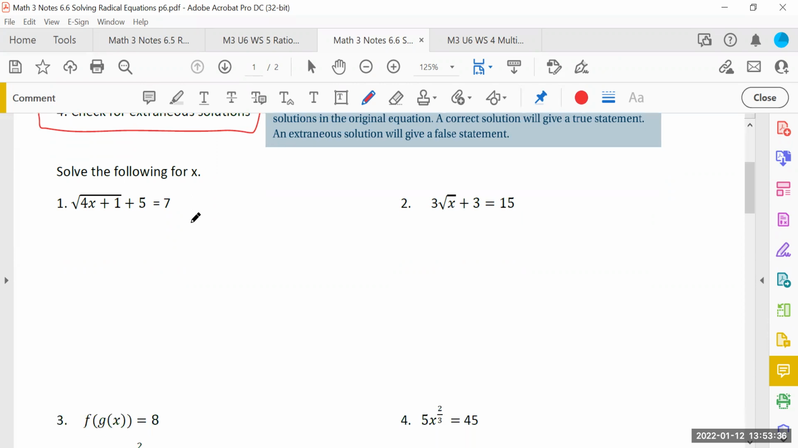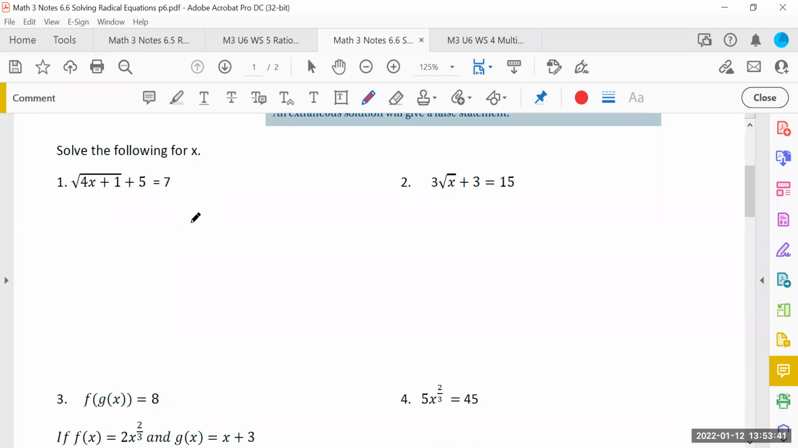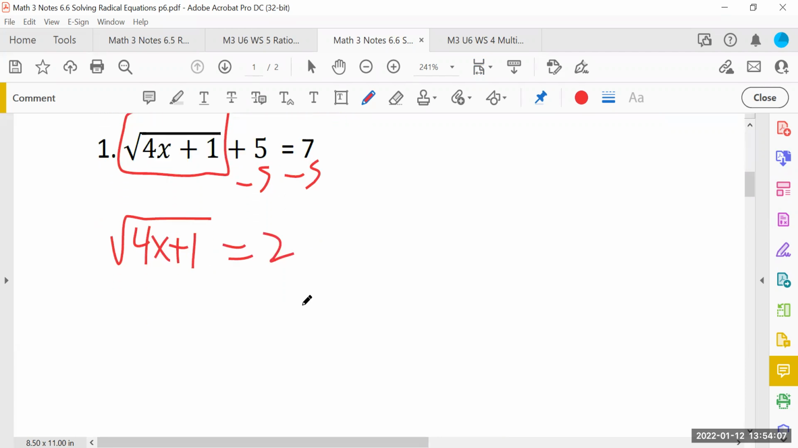So here we go. The first few are actually pretty nice. They work out really easily. Number one, does everybody see the radical here? I want that radical by itself on the side of the equal sign. So that means I need to get rid of the 5. That's easy. Subtract 5 from both sides. Minus 5, square root of 4x plus 1 equals 2. Are we okay there?